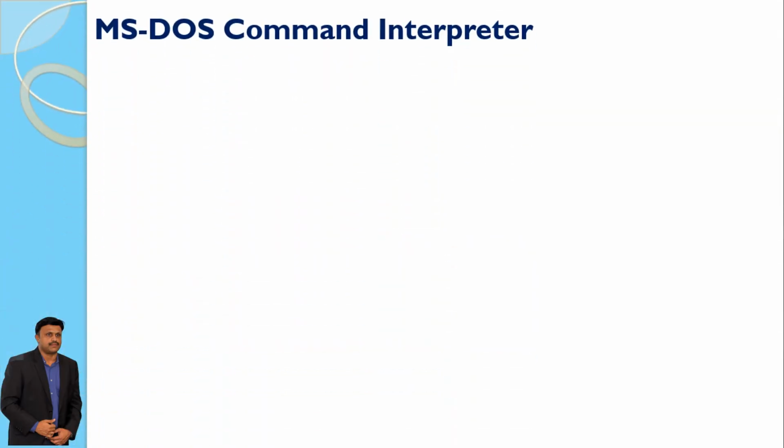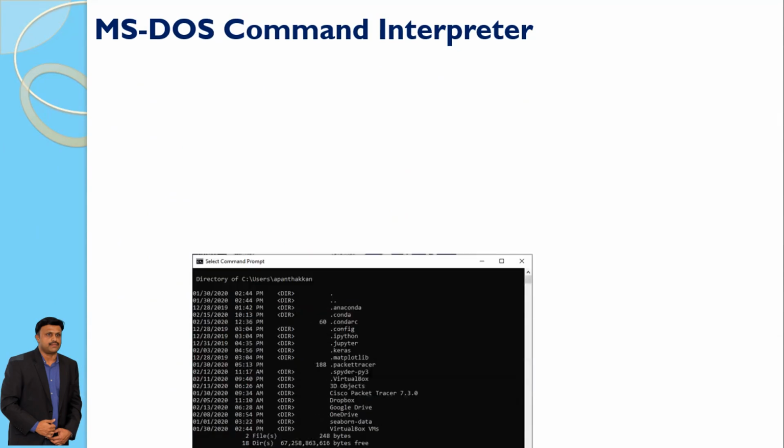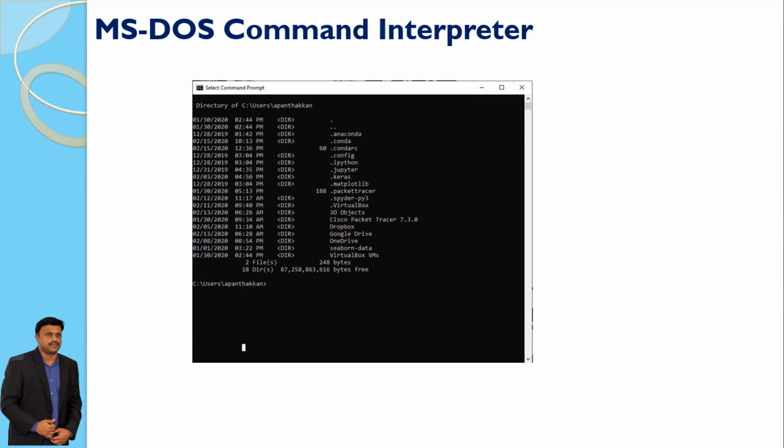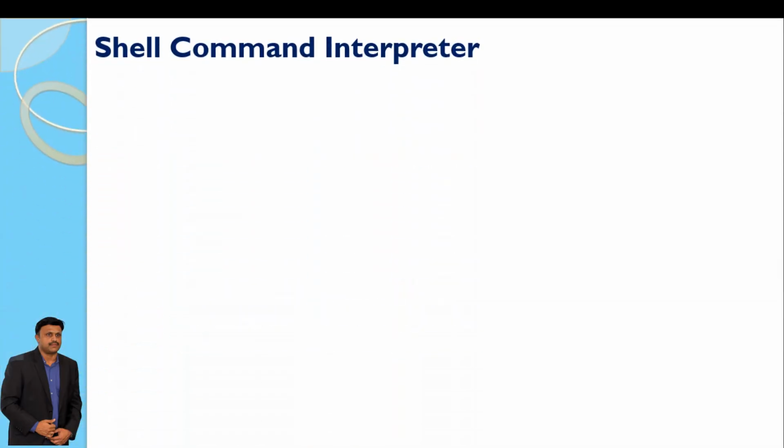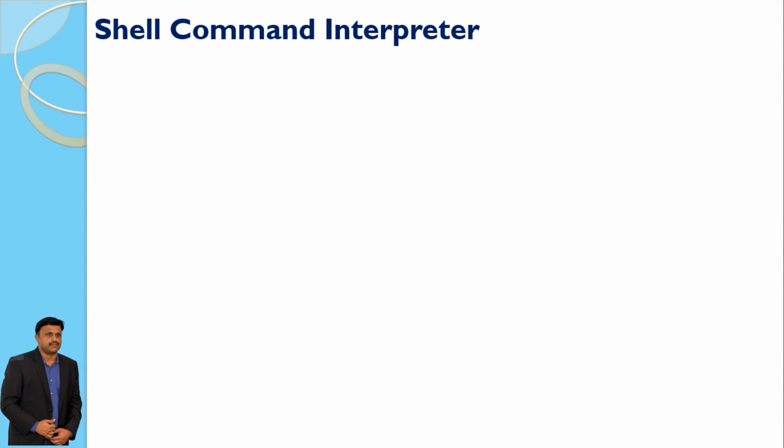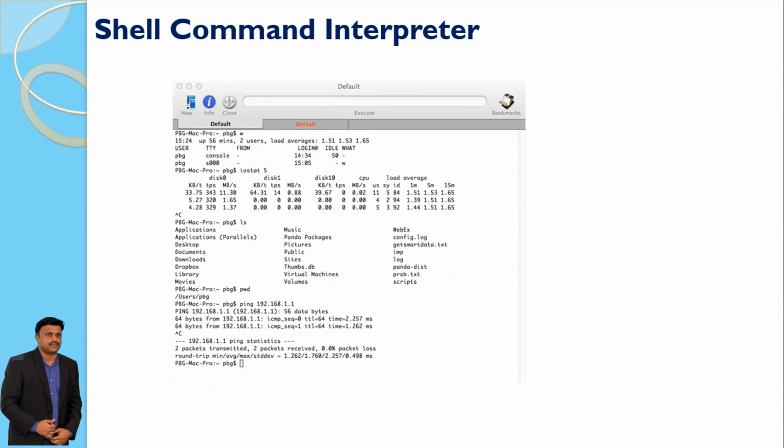Here, we see an example of the MS-DOS command interpreter, which allows users to execute commands directly in a text-based environment. This slide shows a shell command interpreter, which is another example of a text-based interface for interacting with the operating system.